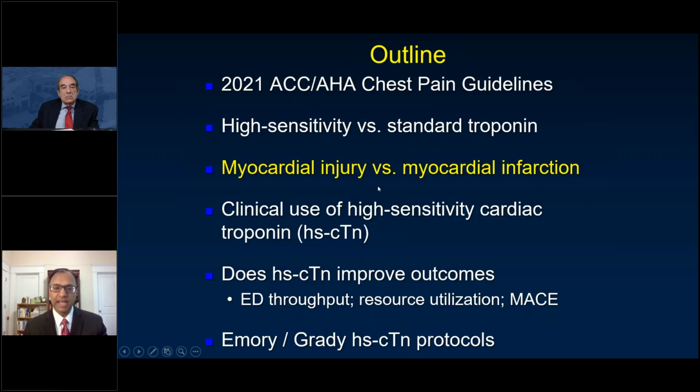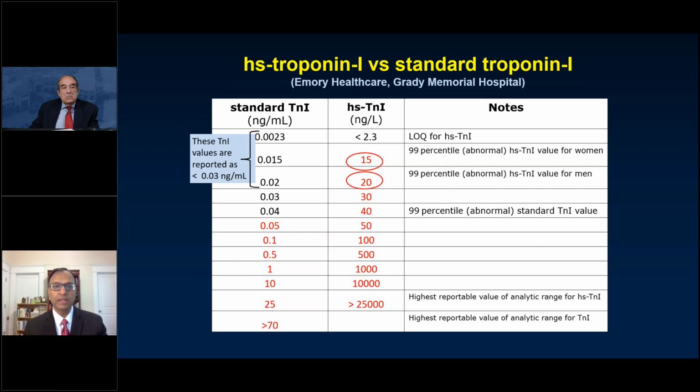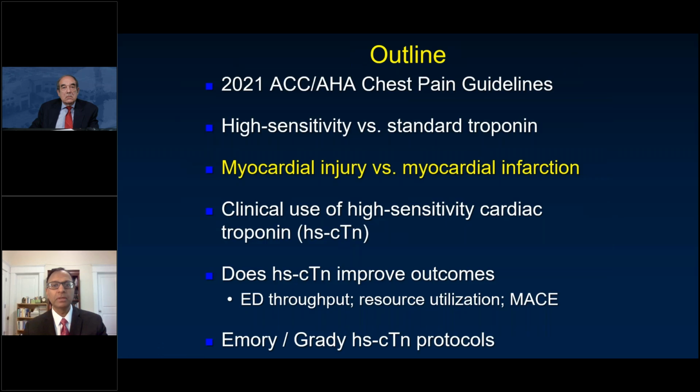We'll get more about the assays in just a moment. But anything that is above the 99th percentile is considered abnormal, which is again 15 for women, 20 for men. We'll get to myocardial injury versus infarction now.